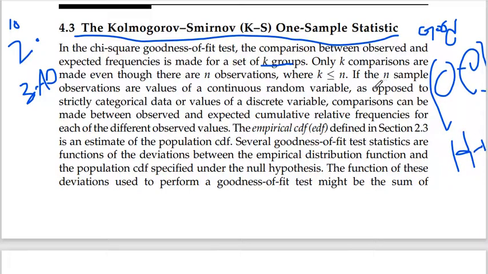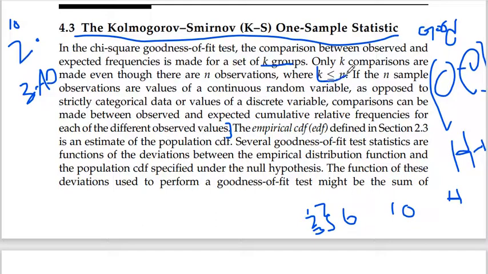Here in Kolmogorov-Smirnov, we are mainly dealing with empirical distributions. Only k comparisons are made even though there are n observations, where k is less than or equal to n. If the n sample observations are values of a continuous random variable, as opposed to strictly categorical data, or values of a discrete variable, comparison can be made between the observed and expected relative frequencies for each different value. In the chi-square distribution, what happens if the expected frequencies are less than 5? For example, say my sample size is 10. Then what is the value of k, the number of observations? Suppose I have cells 1, 2, 3, 4 as my expected frequencies. I merge these three cells because the expected frequencies are less than 5, and take them as one cell.